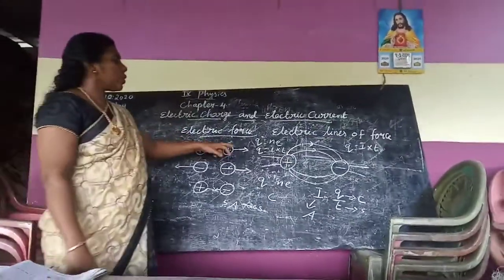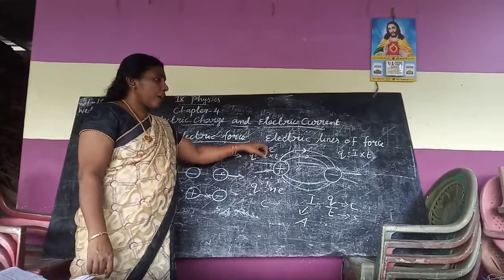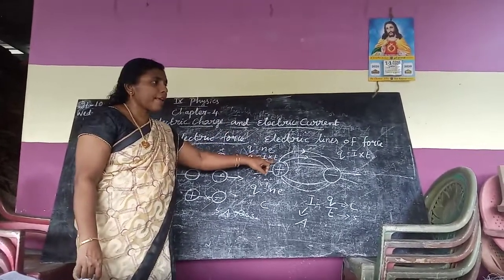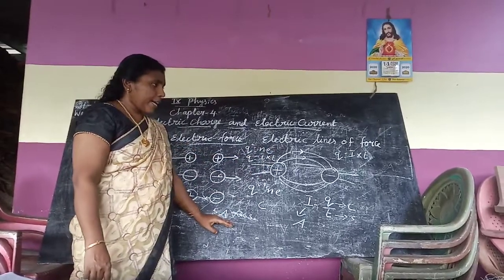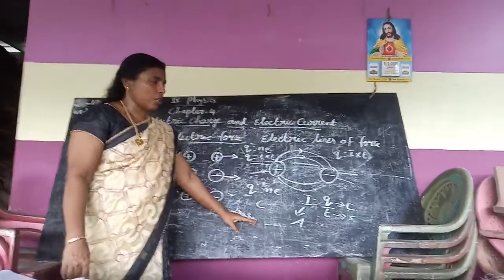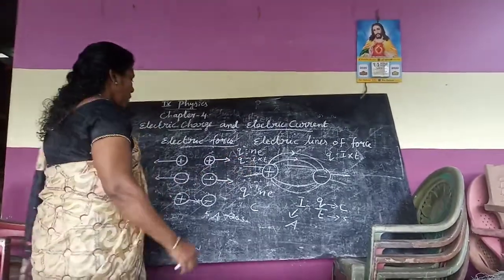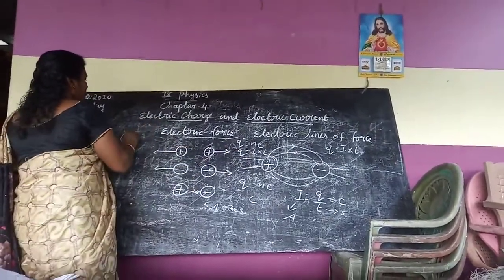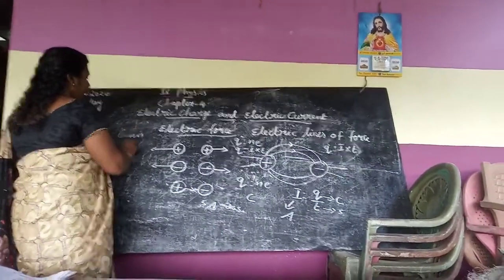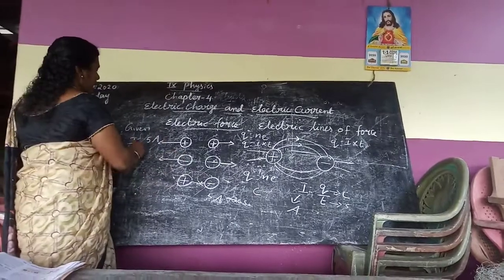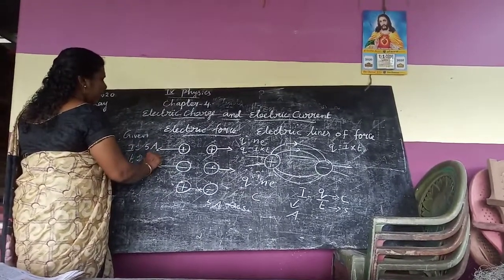Which formula will you use? Two formulas are there for charge. Which formula do you have to use? Q equal to I into T. Why? Because current is given and time is also given. So first you have to write what is given. Given: current I equal to 5 ampere, time T equal to 20 seconds.